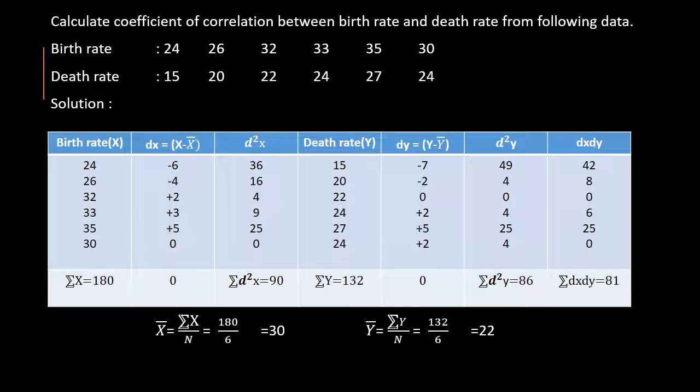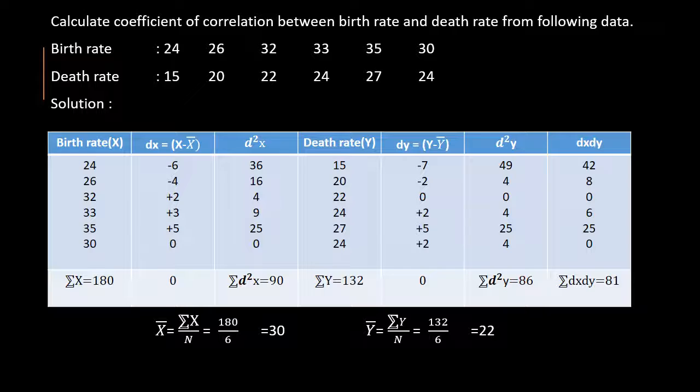Friends, be careful, the sum of deviations of X or deviations of Y should always be 0 and the arithmetic mean should always be a whole number. Then only you can calculate the correlation by the direct method. Otherwise you have to follow the shortcut method. Then another column is deviation of X square. The sum of deviation of X square is equal to 90.